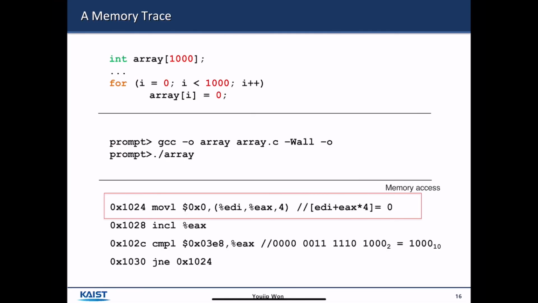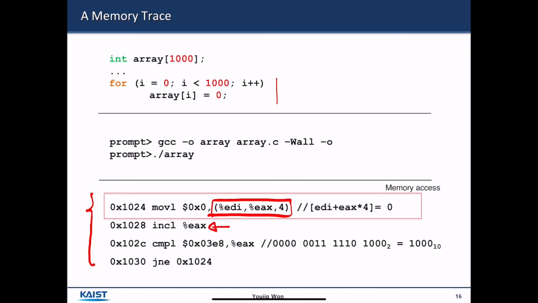Let's look at an example of how page table entries and address translation affect the overall program execution. This is a simple program. There is an array of 1,000 integers, and there is a for loop, and in the for loop, the program assigns 0 to individual entries. So we compile it, and as a result of compilation, we get this simple assembly code. First one, it assigns 0 to whatever the address here is. And then it increases the EAX register, which is an index to the array, by 1.